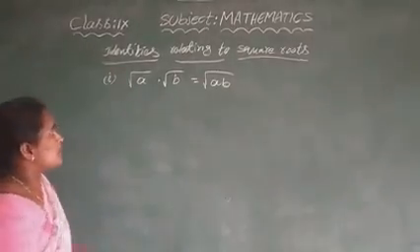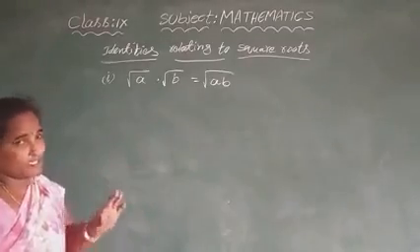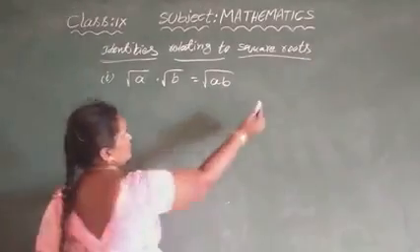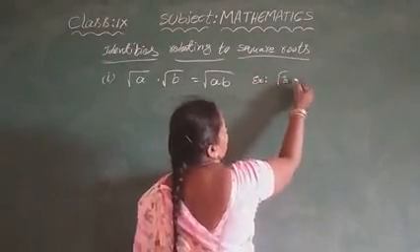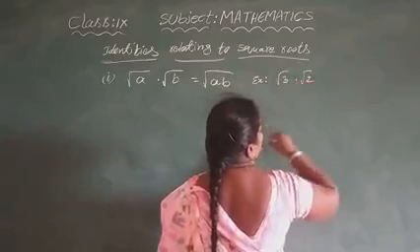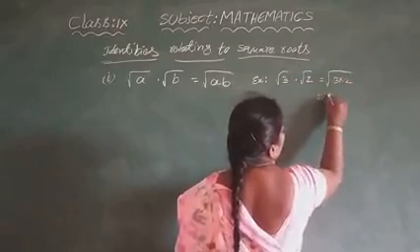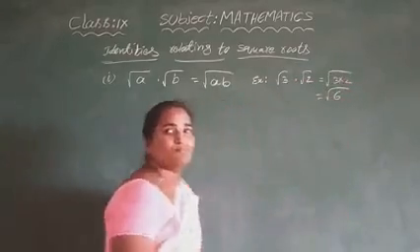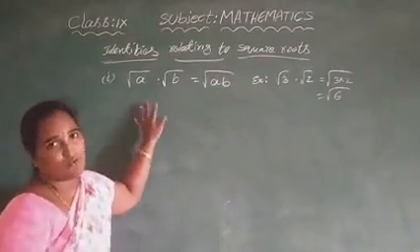Okay, ma'am? See here, you take LHS or RHS, you take any one. For example, you take root 3 into root 2. That is equal to root of 3 into 2, that is equal to root 6. This is one identity relating to square roots.